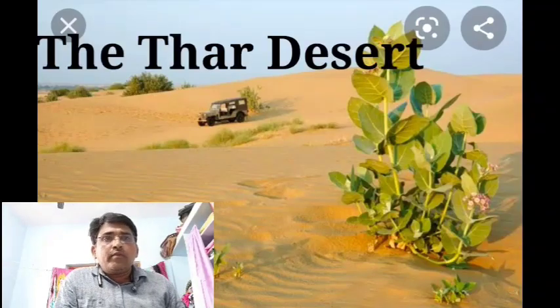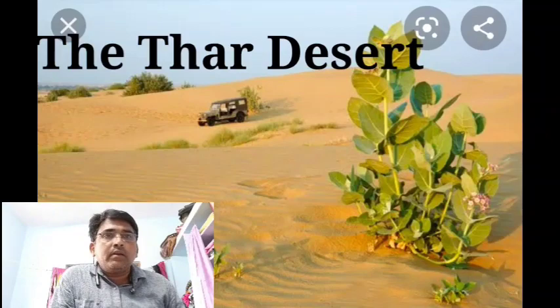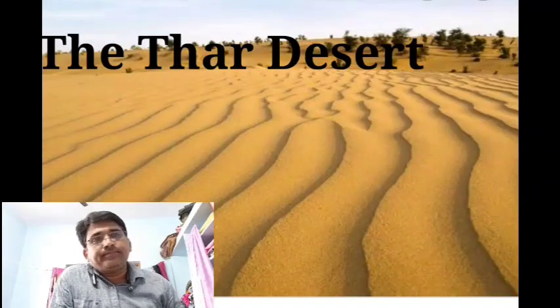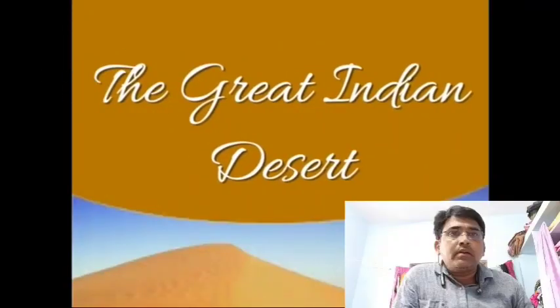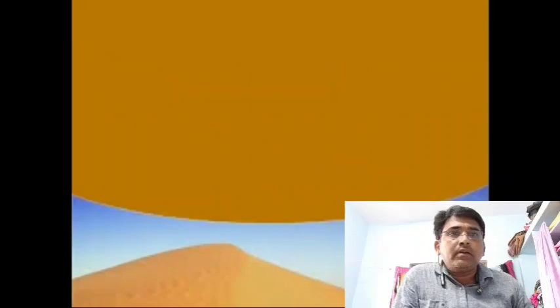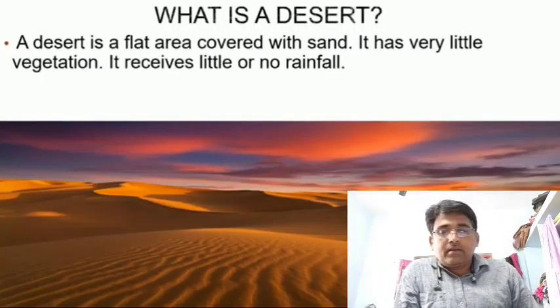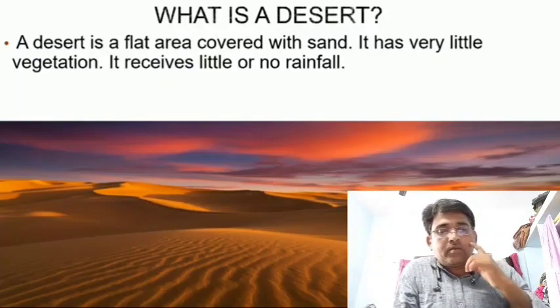Now we are moving to the next topic, the Thar Desert. This is also called the Great Indian Desert. What is a desert? A desert is a flat area covered with sand. It has very little vegetation. It receives little or no rainfall.